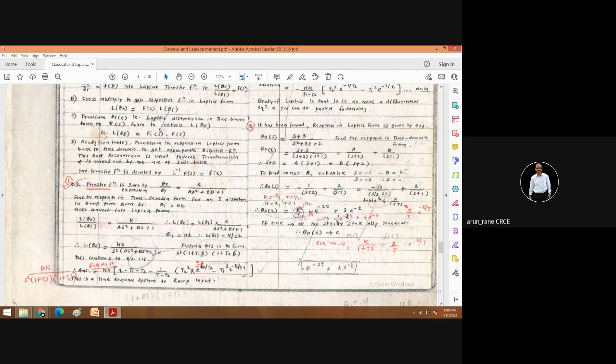Now I want to find out the response. So Laplace of theta O is equal to Laplace of theta I into k upon this. Now theta I is ht, so Laplace of theta I, that is Laplace of ht, will be h upon s square. That is what we saw.